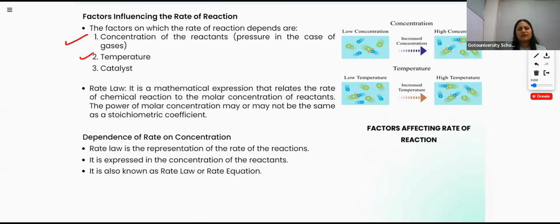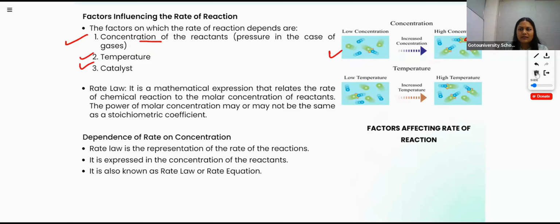Now, there are three factors that influence the rate of reaction. First is the concentration of reactants. If the reactant concentration is high, the rate of chemical reaction would be high; with low concentration, it would be low. Increasing the concentration increases the reaction, and we can have a high concentration of product, right?